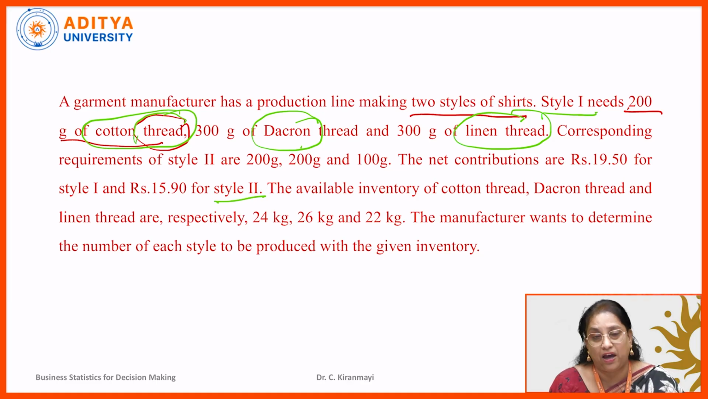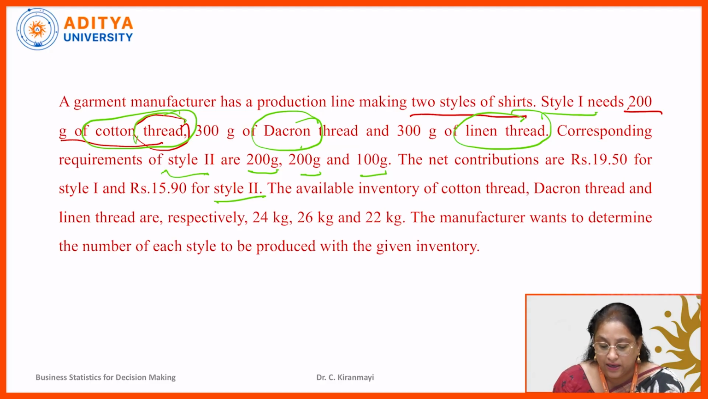In order to manufacture these 2 styles of shirts, the manufacturer is using 3 types of threads, that is cotton, Dacron and linen. Here we are given that style 1 needs 200 grams of cotton, 300 grams of Dacron and 300 grams of linen thread. Correspondingly, style 2 requires 200 grams of cotton, 200 grams of Dacron, 100 grams of linen thread.